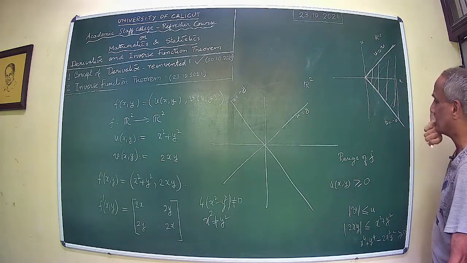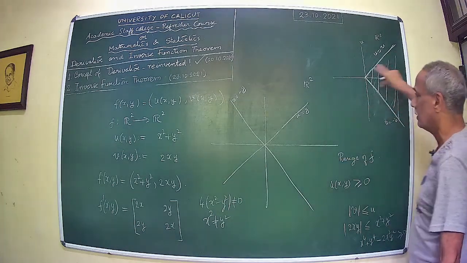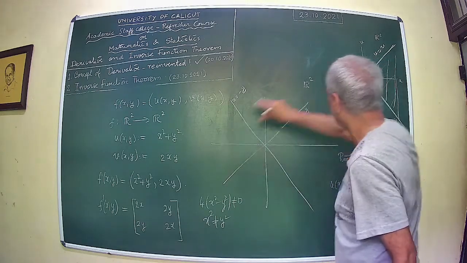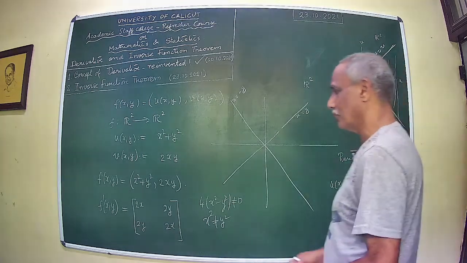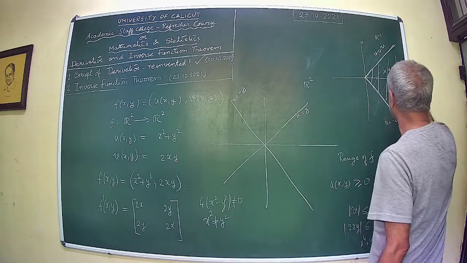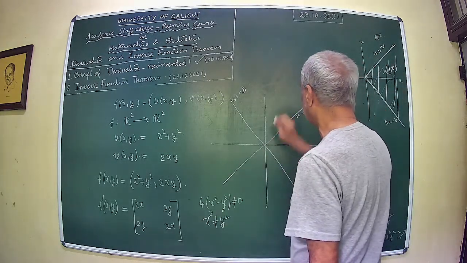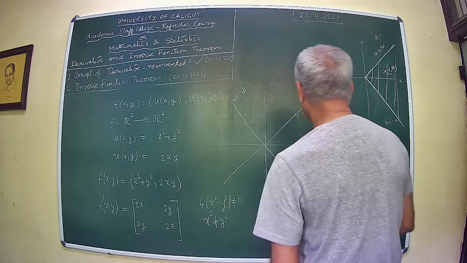And what you can show is that this portion maps into this, this portion maps into this, this portion maps into this, and this portion maps into this. Okay, so corresponding to any uv that you take here, there are 4 different points in this space. Now, why do I make this statement?